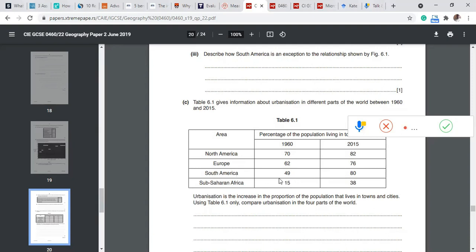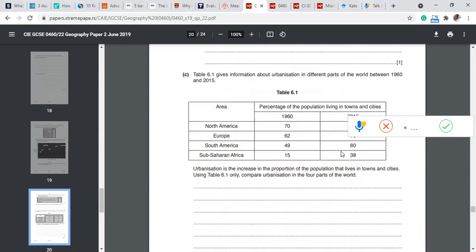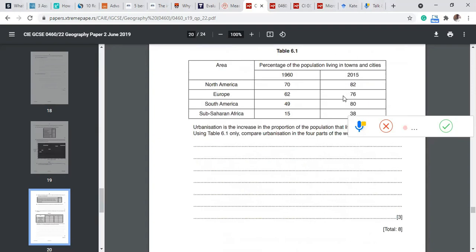South America has the highest growth, followed by Sub-Saharan Africa with 23% growth, from 15 to that's 23%. Then followed by Europe, then North America. So South America has the highest at 31%, followed by Africa at 23% increase, Europe at 14%, and North America at 12% growth between 1960 and 2015.